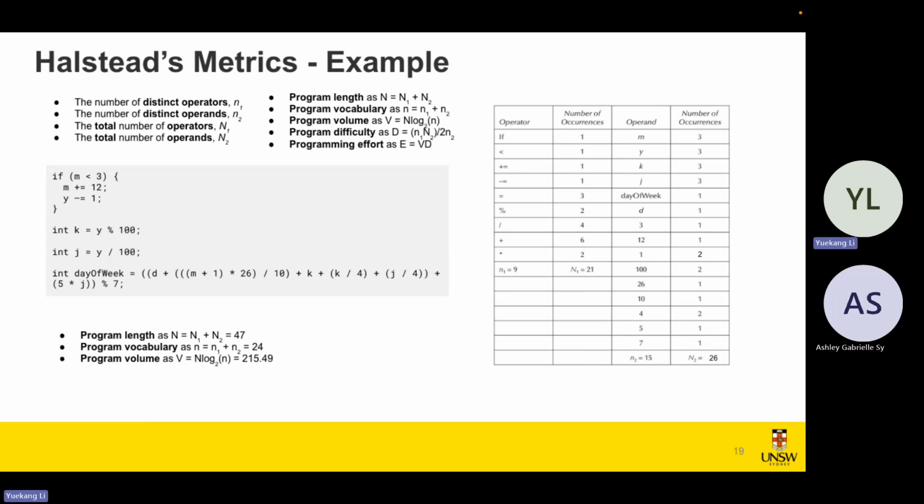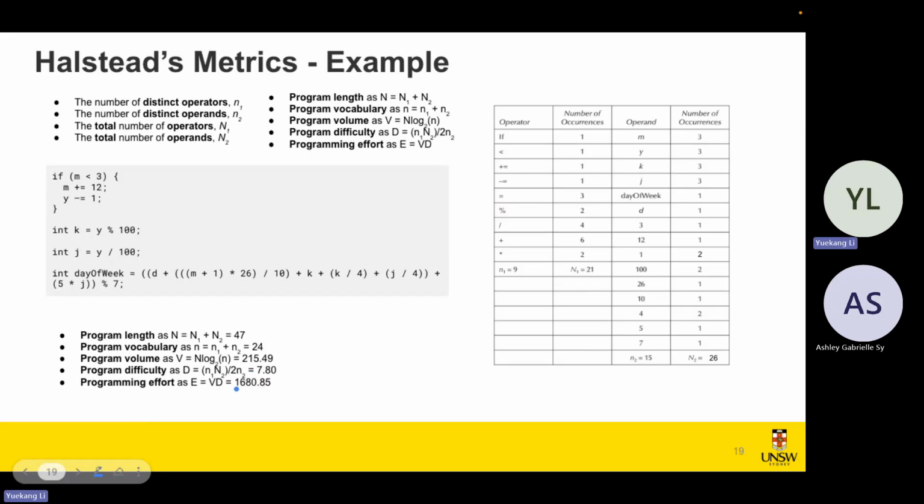And program volume is calculated like this. So it's just defined by Halstead. So it's calculated like this and is 215.49. And the program difficulty is calculated like this. So basically, the larger number of operands we have and the more distinct operators we have, the more difficult the program is considered to be for coding. So program difficulty is calculated like this, and the value is this.